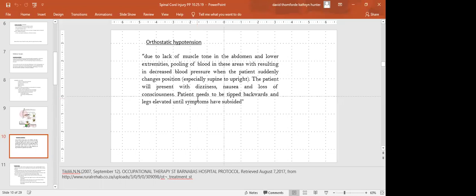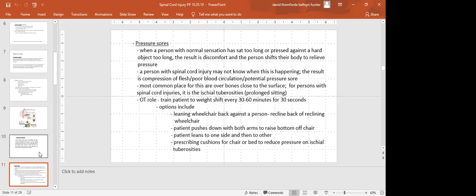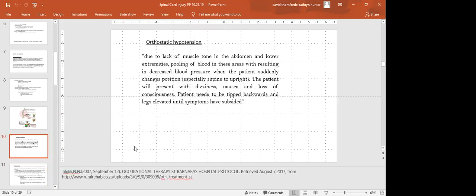So what you need to do in this case, this is something that we can handle as OTs, although it'd be good to inform the medical personnel. You can tip the person backwards and elevate their legs. I thought I had a picture here of somebody in a wheelchair being tipped back. I think that comes later.